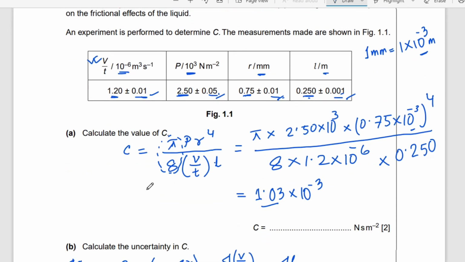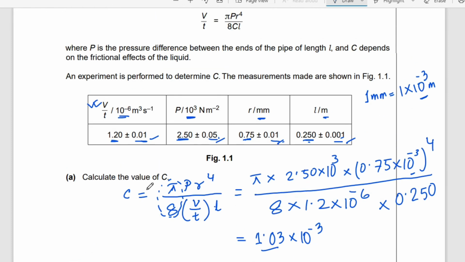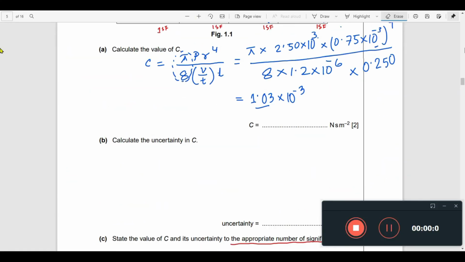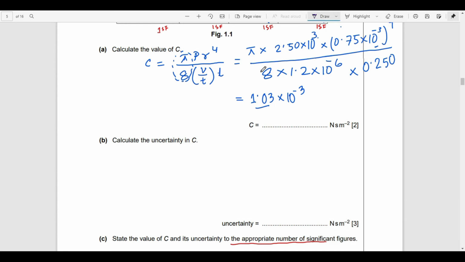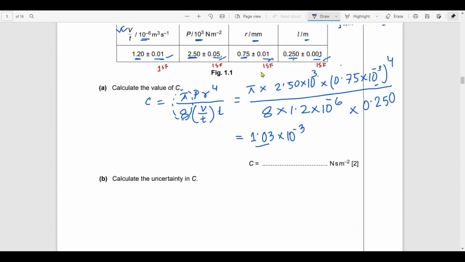Now the next question: calculate the uncertainty in C. You see the data are all given as absolute uncertainty. Every single data point here is in terms of absolute uncertainty. Here we have been asked to find the absolute uncertainty only. So we are just going to make use of the fractional uncertainty rule, and look at the equation.